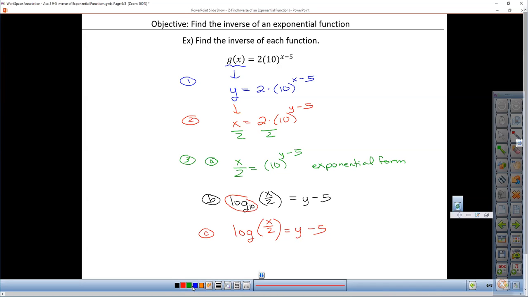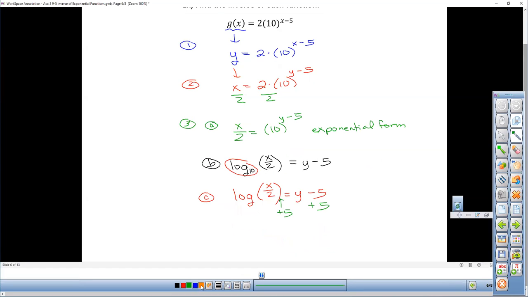And then we would also undo the subtraction of the 5, adding 5 to both sides. And the 5, remember the argument was fixed earlier on, so that can't change. So x divided by 2 was and will remain the argument. So the plus 5 goes after and outside the parentheses. And that then is going to give us the log of x divided by 2 followed by the plus 5 equals y.